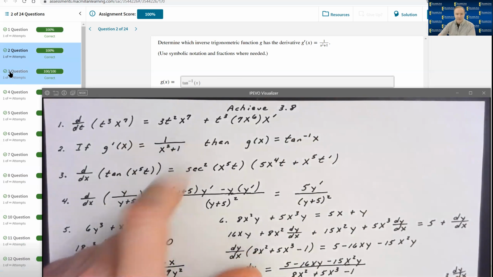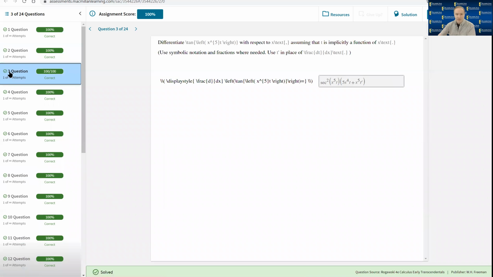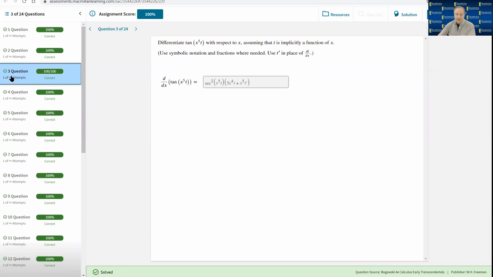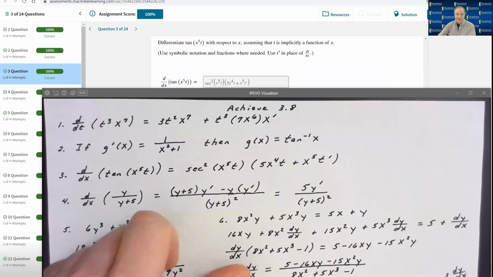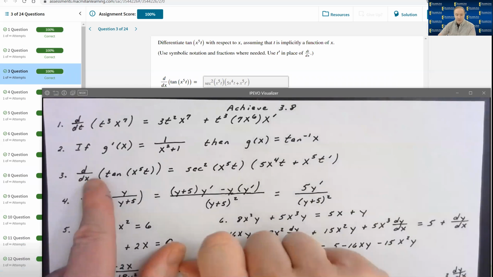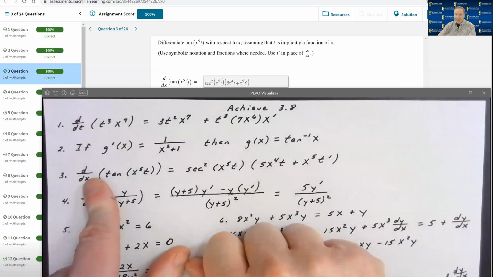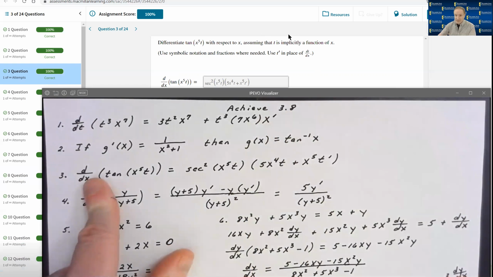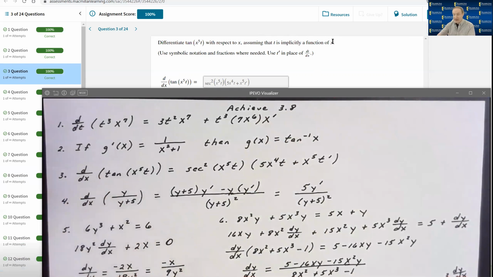Number 3 gets a little more interesting, hopefully. Still not a fun problem. We have the derivative with respect to x, and now this time it tells us in the problem that t is implicitly defined as a function of x. So t could be x to the fifth. T could be the secant of x cubed. We don't know. But what we do know is that its derivative is not simply 0.